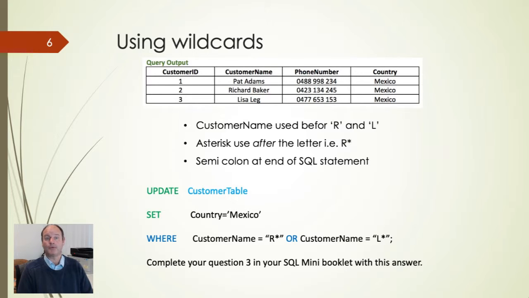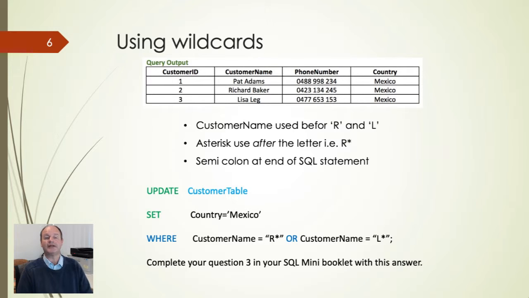In this example, we're going to update records with customer names beginning with either an R or an L using the asterisk symbol, which is termed a wildcard. We will set the country to Mexico. To do this, we will update customer table and set country to Mexico.